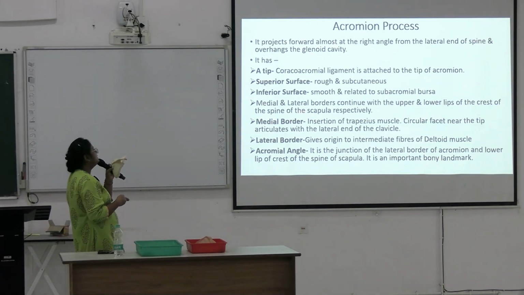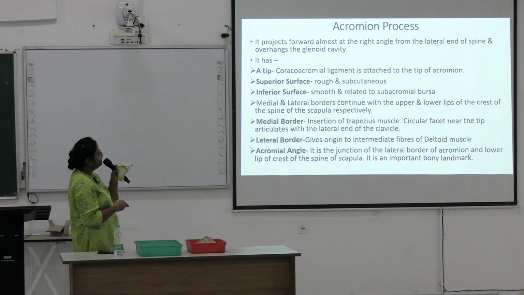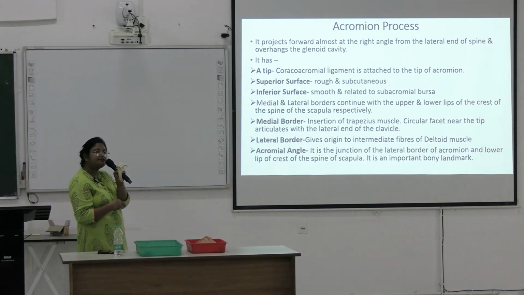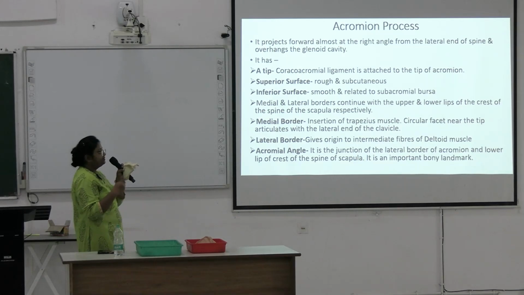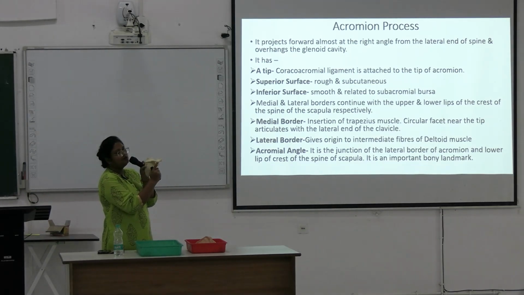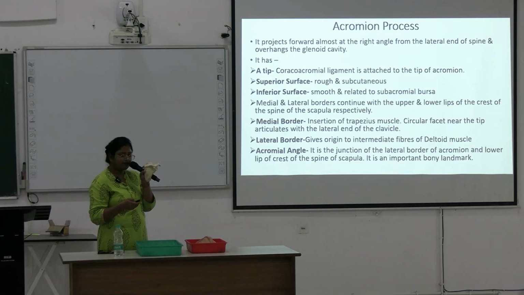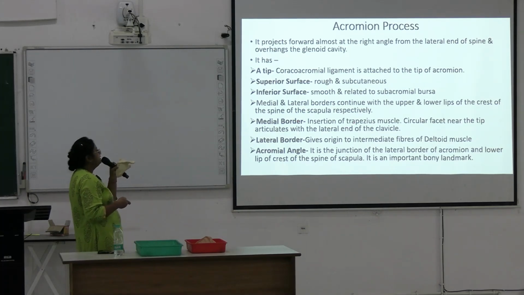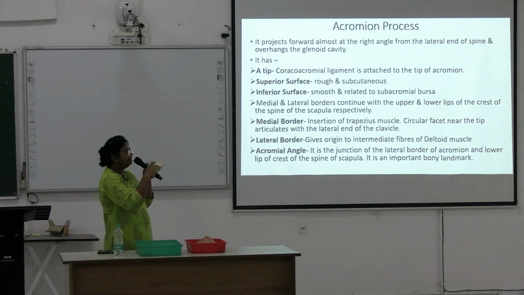Next are the borders. The medial and lateral borders continue with the upper and lower lips of the crest of the spine of the scapula respectively. So here you can see the medial border is an extension of the upper lip of the crest of the spine, and the lateral border is an extension of the lower lip of the crest of the spine. Okay. So the medial border, here is the insertion of the trapezius muscle, and this circular facet near the tip articulates with the lateral end of the clavicle. You have seen. Next is the lateral border, which gives origin to the intermediate fibers of the deltoid muscle.